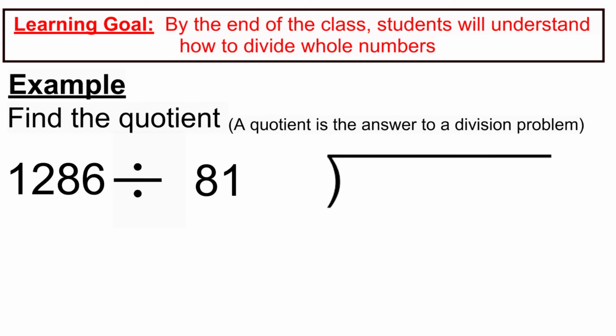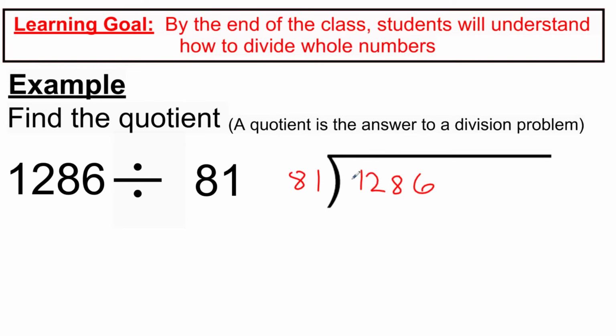Okay, so let's do our next one. It says 1286. 1286 goes on the inside, 81 goes on the outside. So let's find out what happens here. If I were to look at this one and say, okay, 81 can't go into 1, it can't go into 12 because I'm still too small, but I can go into 128. Now I'm large enough. 128 is big enough that I can at least give everybody 1 of something. Okay, so let's see what happens when we do this.